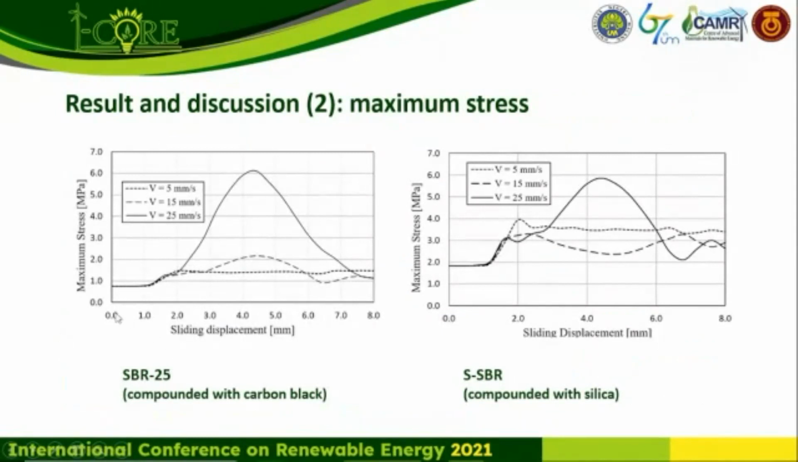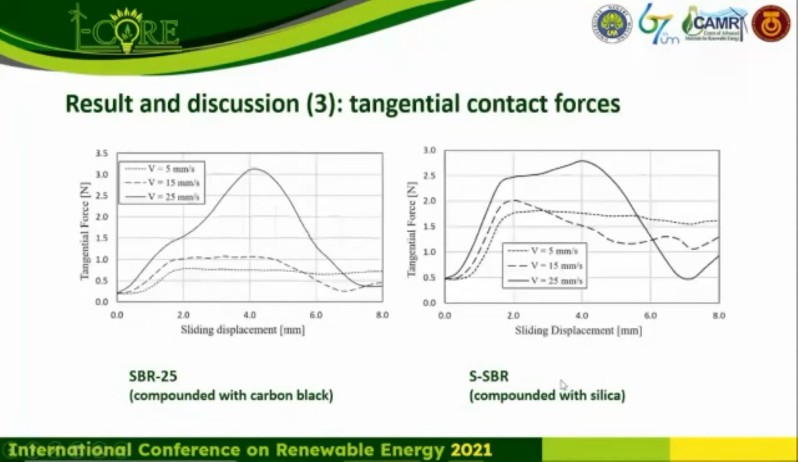In the horizontal axis, it represents the sliding displacement. We made an 8 millimeter sliding distance. From this result, it's shown that at high sliding speed, especially at 25 millimeter per second, the value of the maximum stress fluctuates highly, for rubber compounded with carbon black as well as rubber compounded with silica.